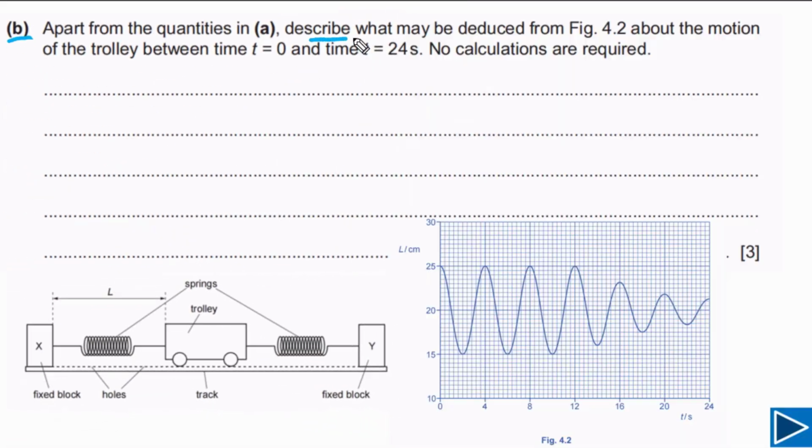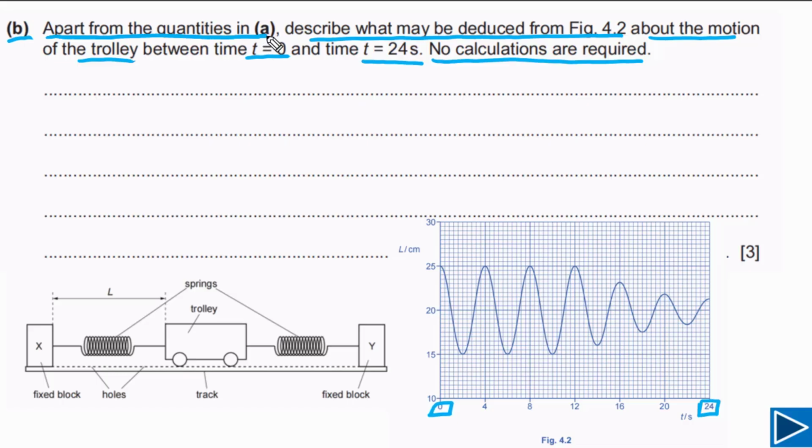For part B, we need to describe what may be deduced from figure 4.2 about the motion of the trolley between time t equal to 0 to t equal to 24 seconds. Meaning in this interval of time, we have to describe the motion of the trolley using this graph. It is also given to us no calculations are required, and we no need to include the quantities we have already discussed in part A. And this question has 3 marks. It means at least 3 points we have to write down to get 3 marks.